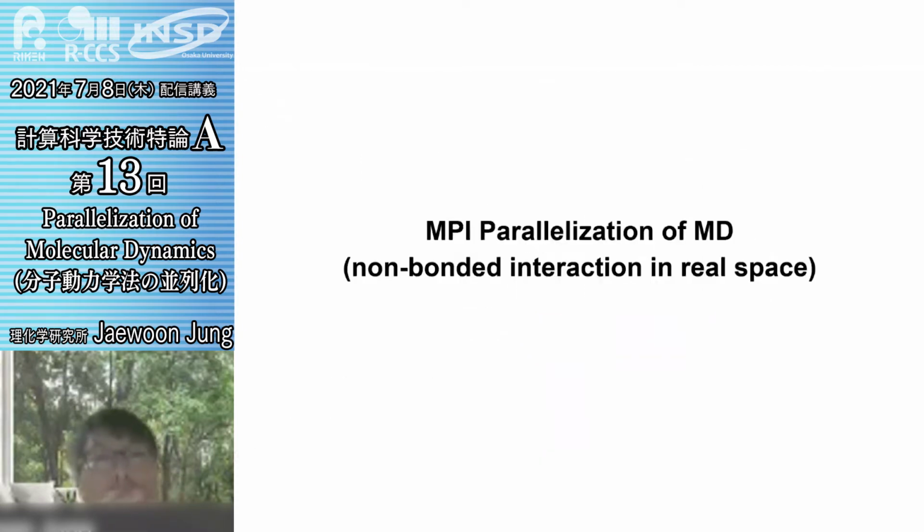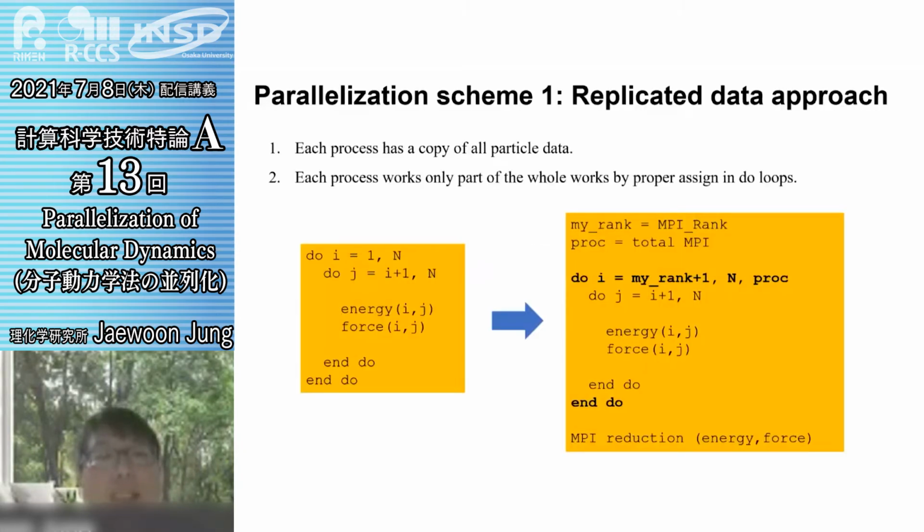Now I'll move to MPI parallelization of MD. In particular, I'll explain non-bonded interaction in real space. One of the easiest parallelization schemes is to use the replicated data approach. In this case, each process has a copy of all particle data, and each process works on only part of the whole work by properly assigning the loops.